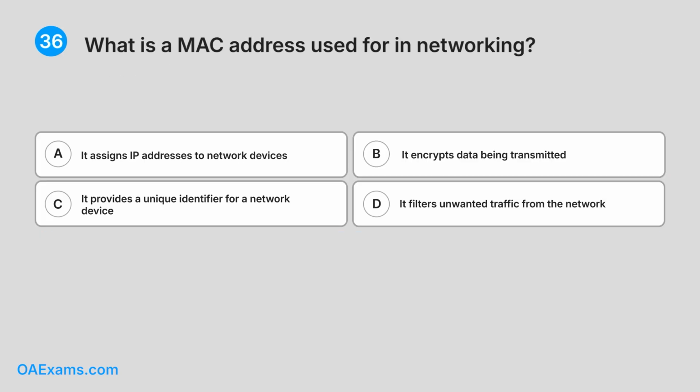36. What is a MAC address used for in networking? A. It assigns IP addresses to network devices. B. It encrypts data being transmitted. C. It provides a unique identifier for a network device. D. It filters unwanted traffic from the network. Can you guess the answer?